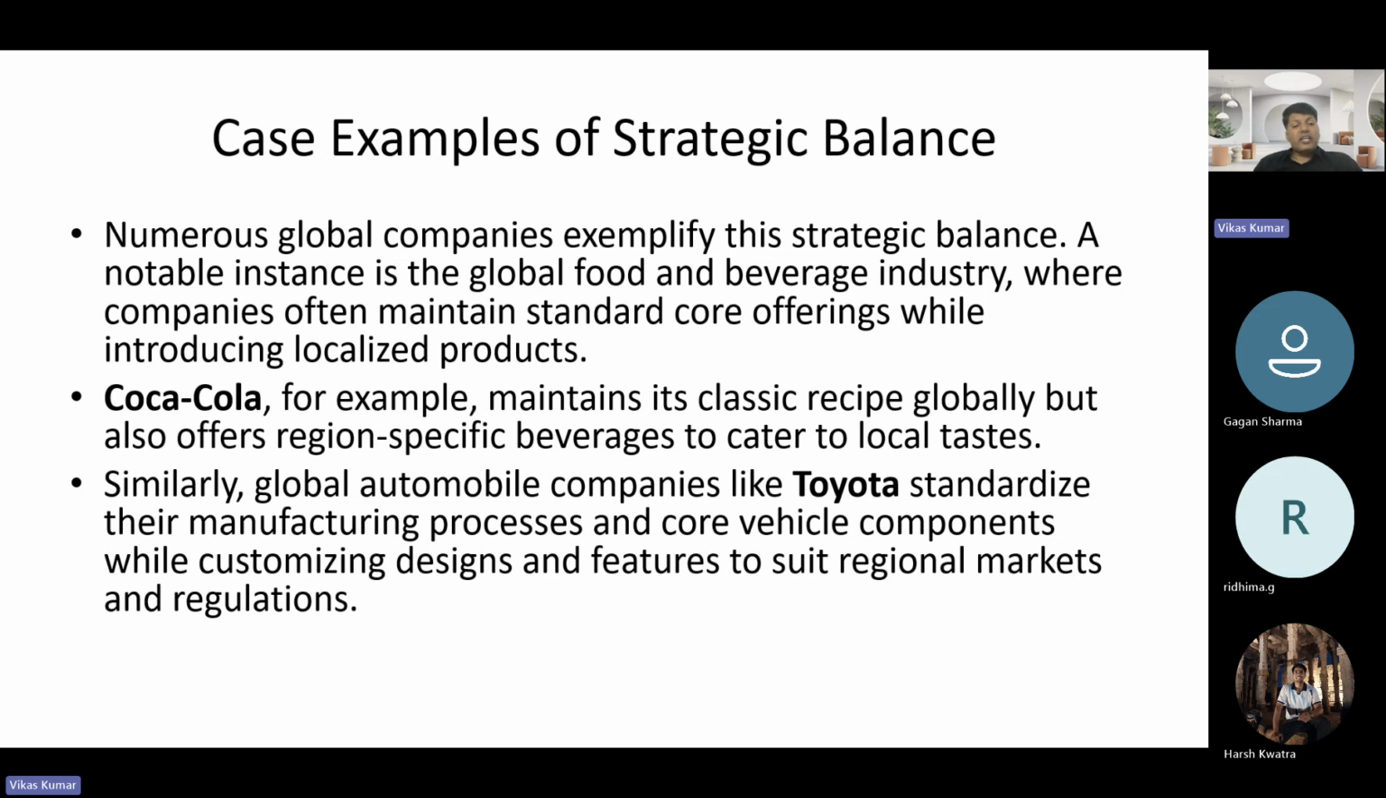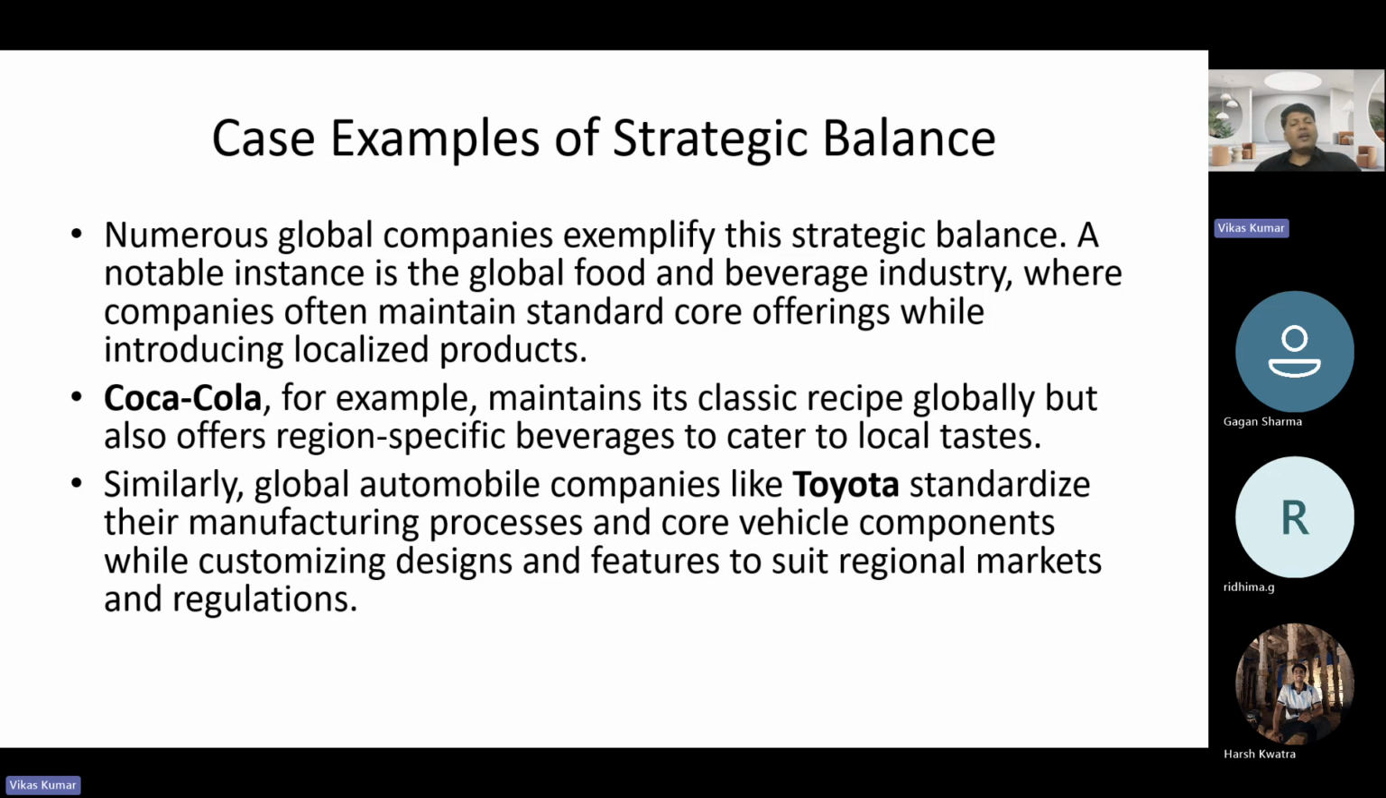Already they are expanding in India with their Diet Coke or with zero sugar, so that the young people, specifically Gen Z, will buy more product, or those people who are health conscious. So they have maintained their standardization process, their quality processes, aligning with the differentiation strategy with respect to the local demand.